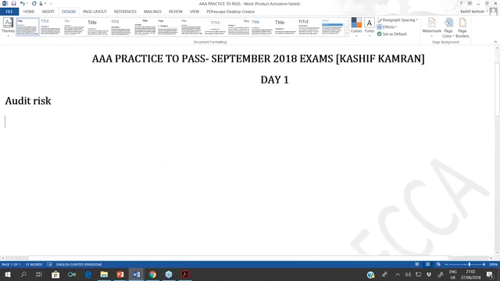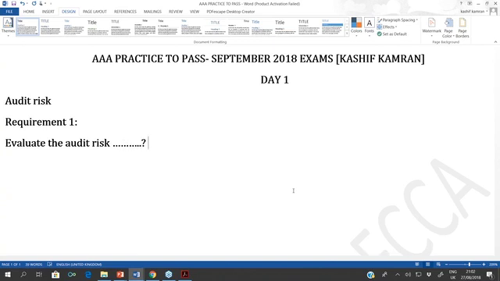The first requirement on an audit risk question, requirement number one, is a very simple requirement which simply says: evaluate the audit risk. Evaluate the audit risk, and the question continues. And suppose the examiner gives you 18 marks for it.